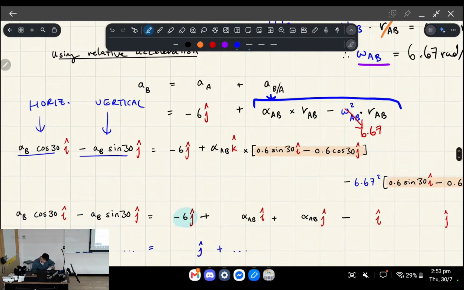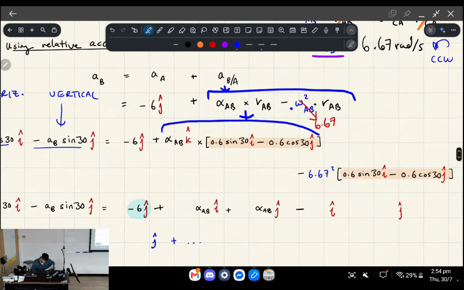Okay, so our tangential component goes there. Our normal component goes there, okay? And so let's see what we're actually doing, right?